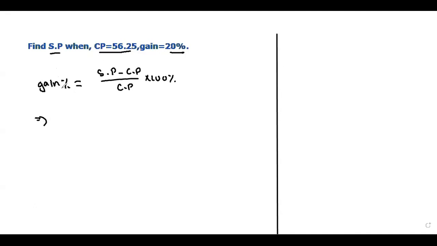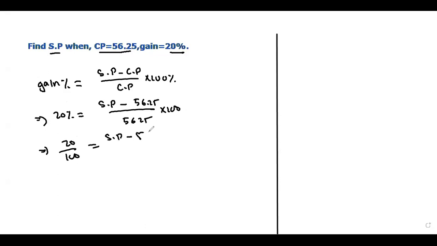It will take too long to go. Gain is given as 20%, which equals SP, it is not given, we have to find it, minus CP, which is given as 56.25, divided by 56.25 times 100. Then 20 by 100 equals (SP minus 56.25) divided by 56.25. It will take too long for you to solve like this. Your answer will come, okay, but it will take too long.